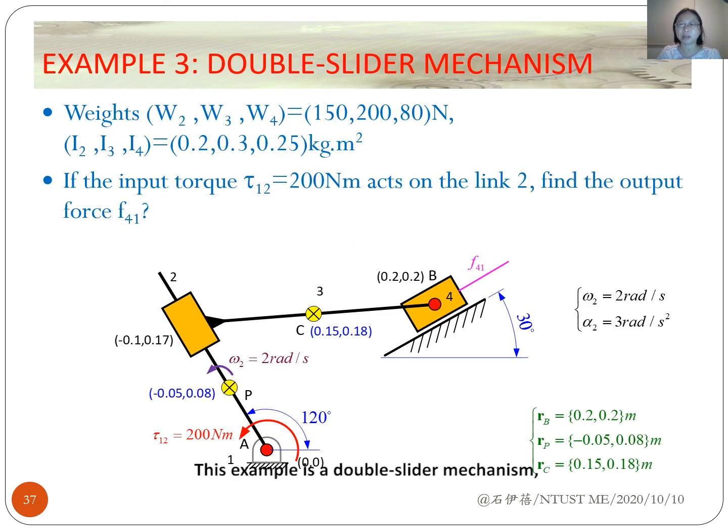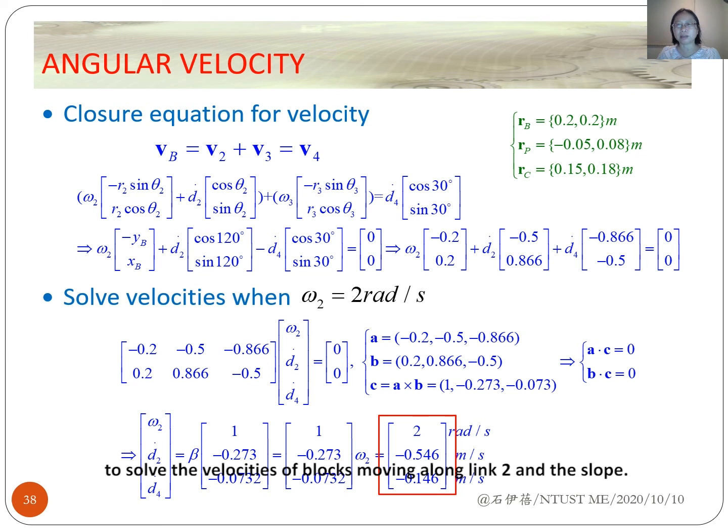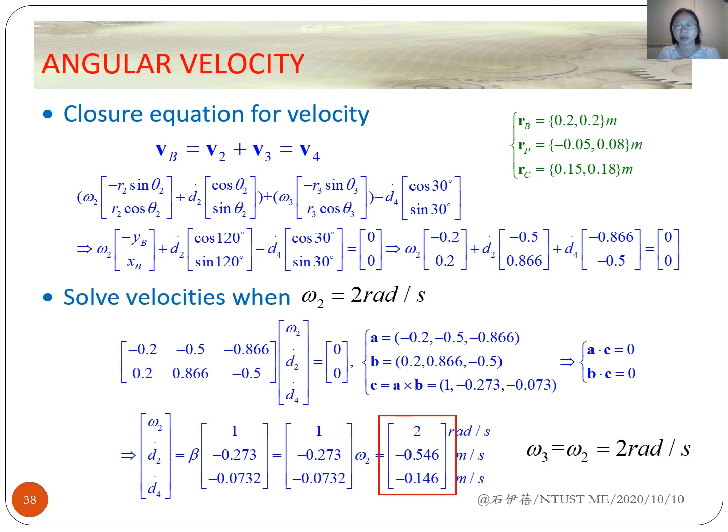This example is a double slider mechanism. We need to find the output force F41 according to the given conditions. We use the closure equation of velocity to solve for the velocity of blocks moving along link 2 and the slope. Here, the angular velocity omega 3 is equal to omega 2 because the angle between links 2 and 3 is constant.